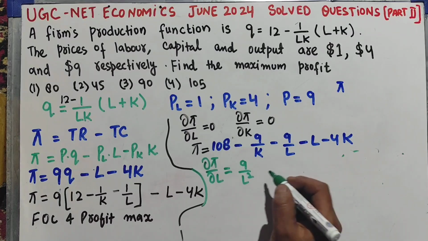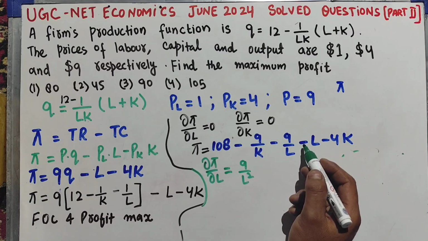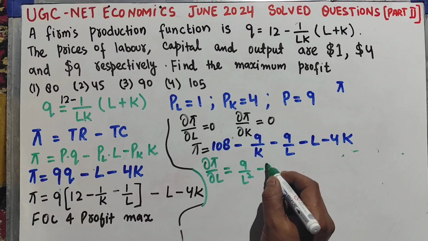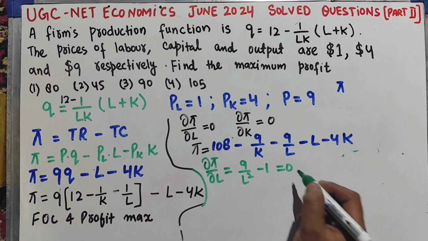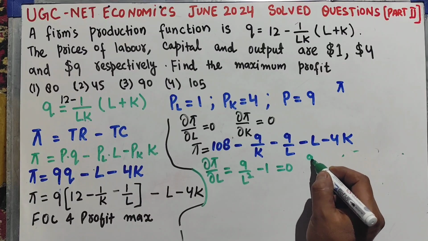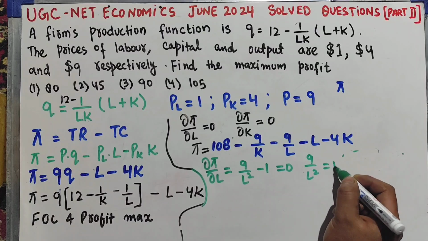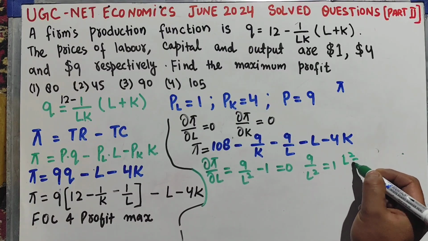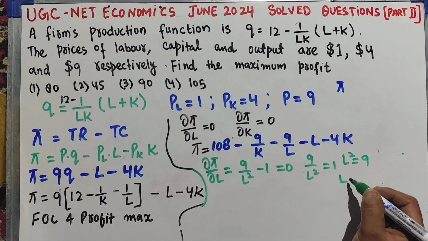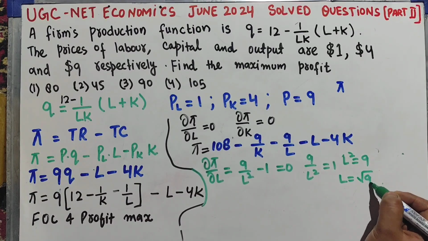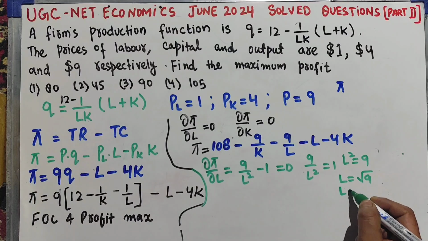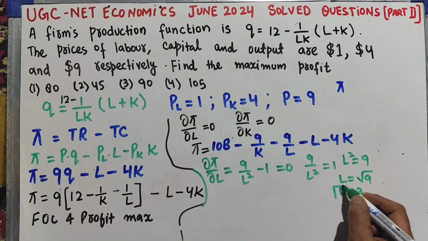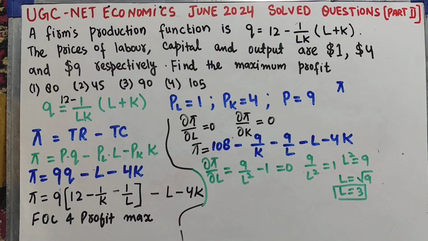Similarly, the derivative of L in the fourth term is 1, and we set it equal to 0. Solving, we will get 9 upon L square is equal to 1, which implies L square is equal to 9, or L will be equal to under root 9. If I transpose this square, it will become under root, so L will be equal to 3. So units of labor employed will be equal to 3 for profit maximization.